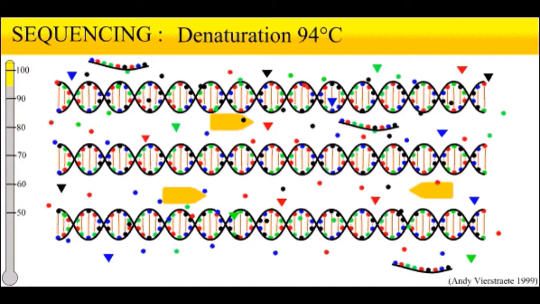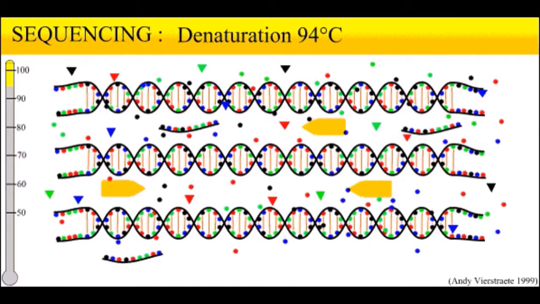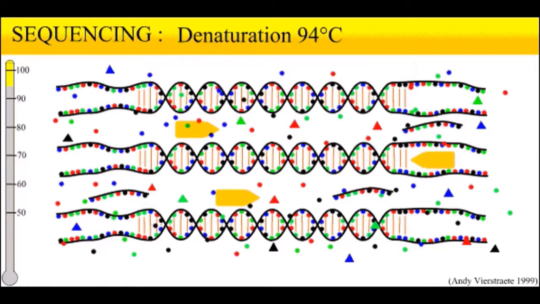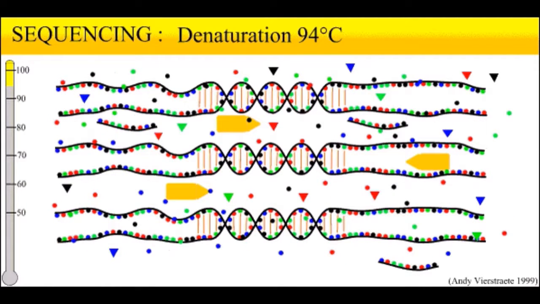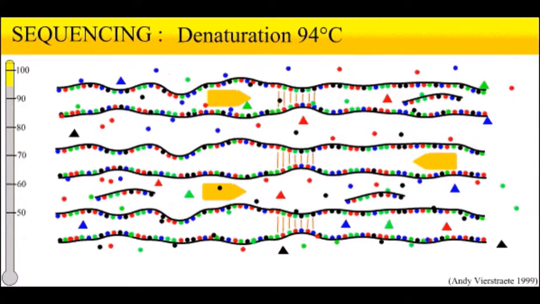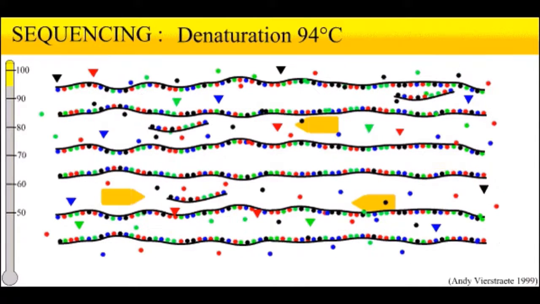The sequencing reaction can be repeated for about 30 or 40 cycles. The first step is the denaturation, which is done around temperatures of 94 to 98 degrees Celsius, in which the double strand melts to obtain single-stranded DNA.